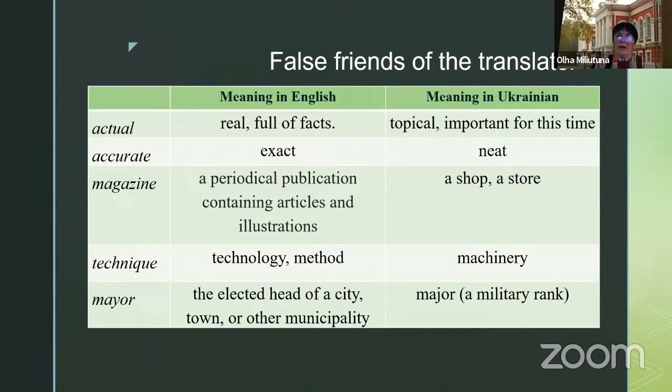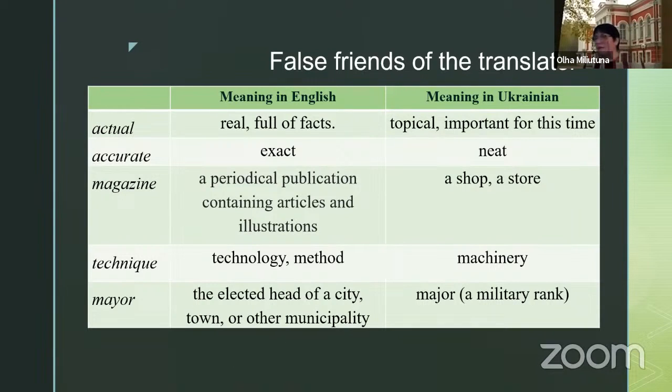Well, lexical units subjected to interference can be the so-called false friends of the translator. This is the most common group of interfered words because they are similar in spelling but have different meanings.